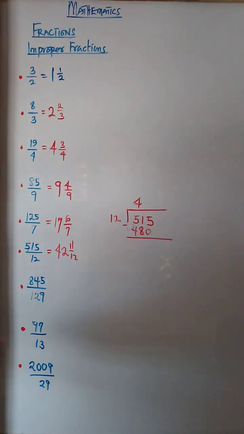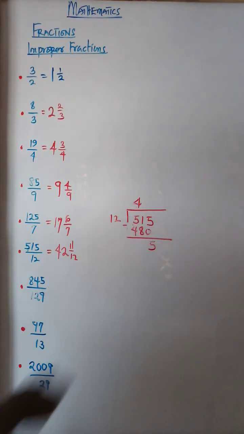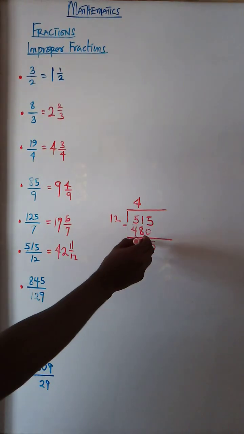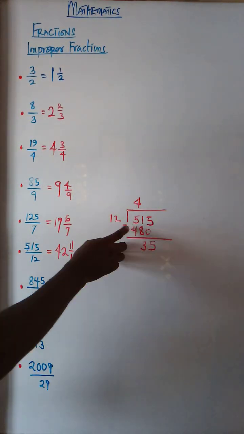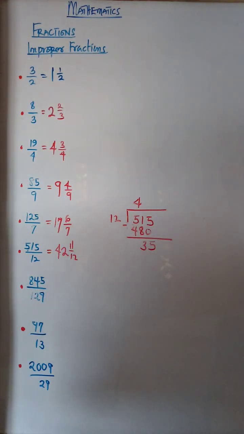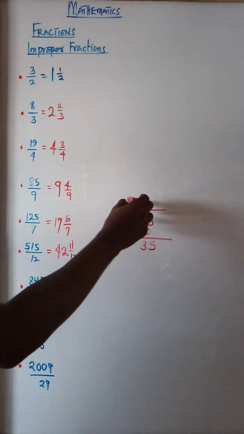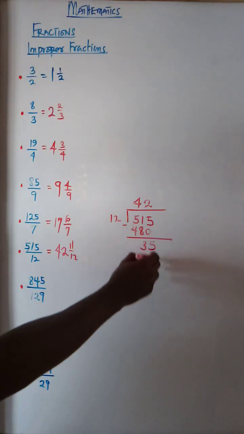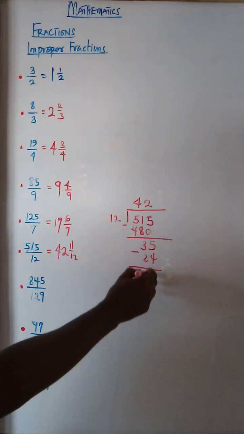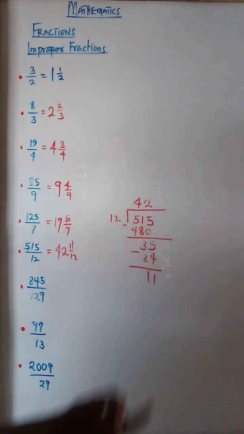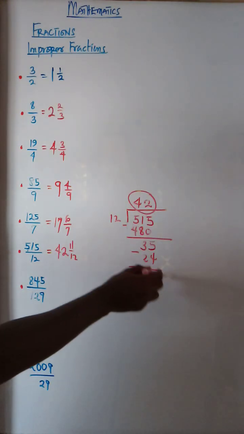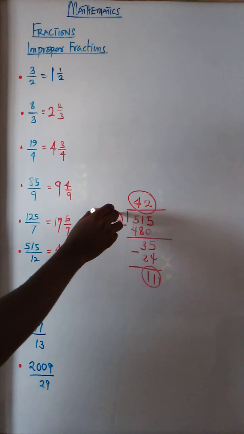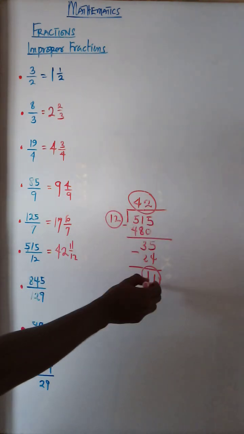5 minus 0, 5. 1 minus 8 not possible, so 11 minus 8 gives us 3. This becomes 4. 4 minus 4, 0, cancel. Then we'll go on again. How many 12 can we see in 35? That should be 2, because 3 is more than 35. And that's 24. We subtract again, and that will be 11. 12 cannot go in 11 again, we pause. So what's the answer? The answer is 42 whole number, then remainder over divisor. So 42 whole number, 11 over 12.